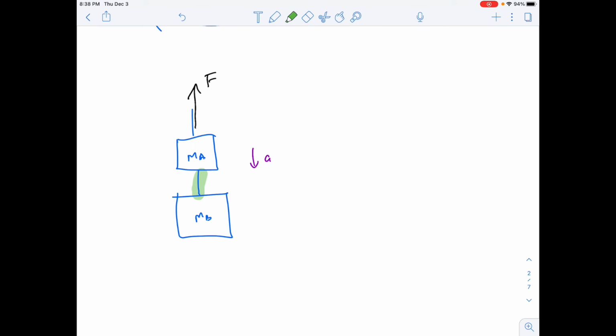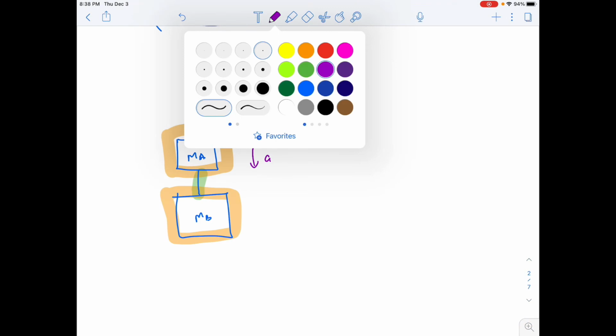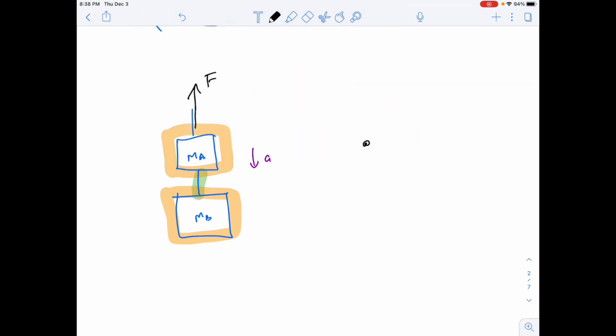Or do we want to treat the two objects independently? And if you treat the two objects independently, of course, you have to do the free body diagrams for each object. And we can do that. For object A, we're going to have force upward, because that force is only acting on object A. It's not acting on object B. And of course, there's the force of gravity of A, because A has its own gravity. And of course, there's the force of tension between the two objects.